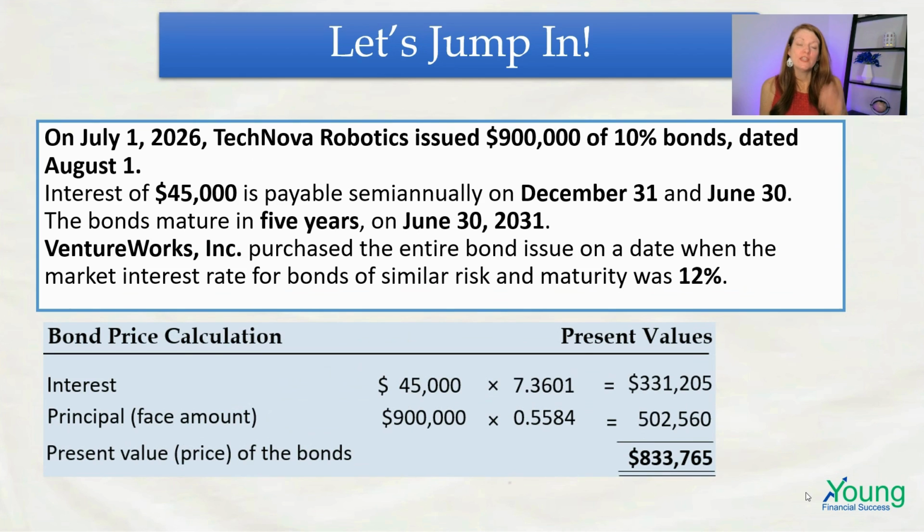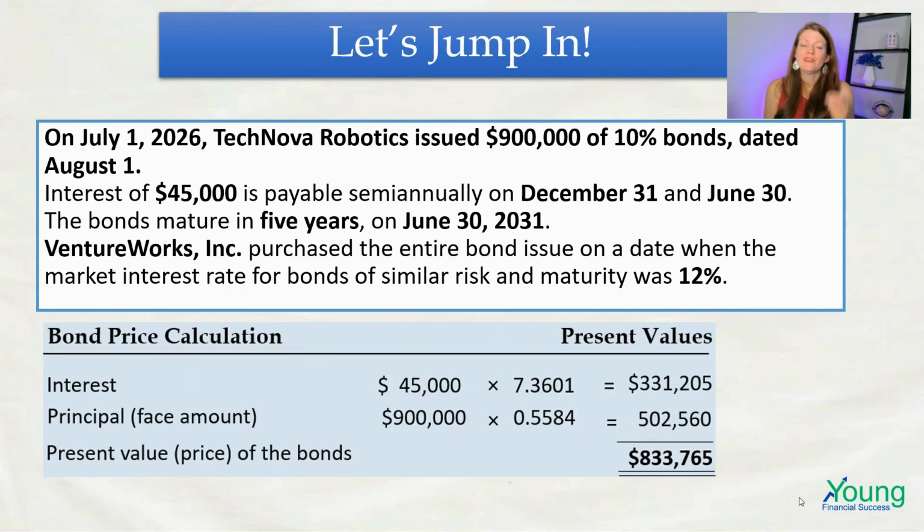Okay, so this is the way we calculate how much the bond would actually be sold for, due to the fact that it is sold for 2% less in interest for a 5-year bond. We're going to start with the interest. So the interest is $45,000 twice a year.